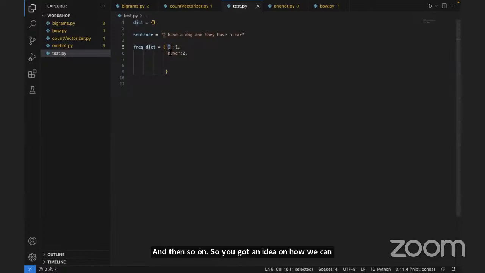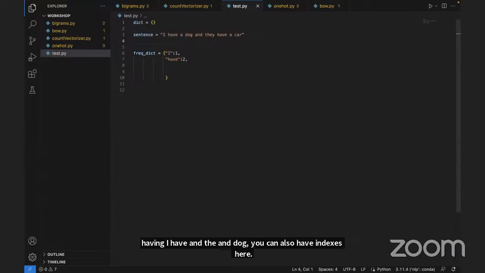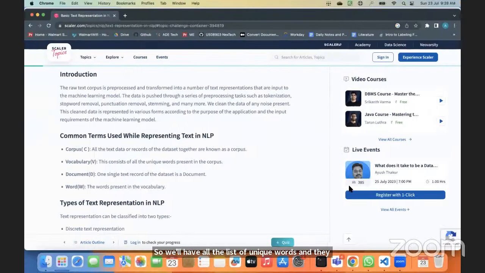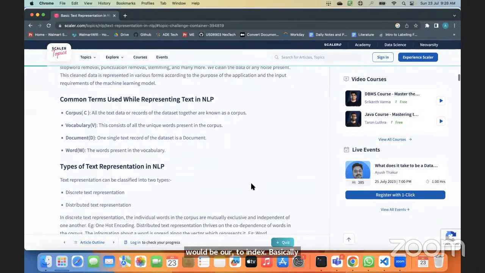So basically, instead of having I, have, the, and dog, you can also have indexes here. Let's say we already define an index, so this would be 1, this would be 2, and the next word would be 3. So we'll have the list of all unique words, and they would be our word to index, basically. That is just a simple representation. That is where it all started.